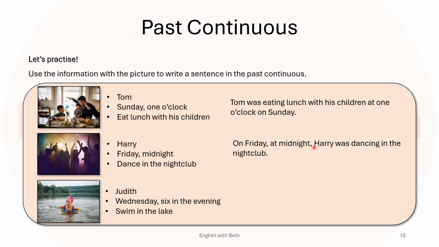On Friday at midnight, Harry was dancing in the nightclub. Again, that could also be Harry was dancing in the nightclub on Friday at midnight. Judith was swimming in the lake on Wednesday at 6 in the evening. Again, that could be on Wednesday at 6 in the evening, Judith was swimming in the lake. So the time can go at the beginning or the end of the sentence. So well done if you got all those sentences correct.